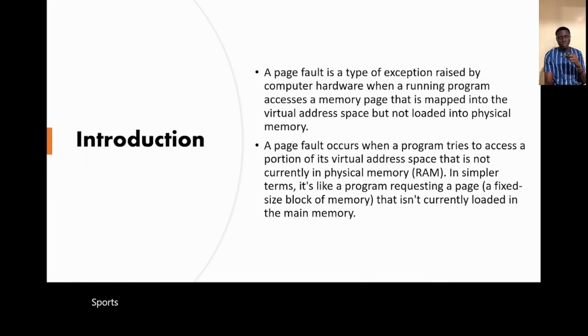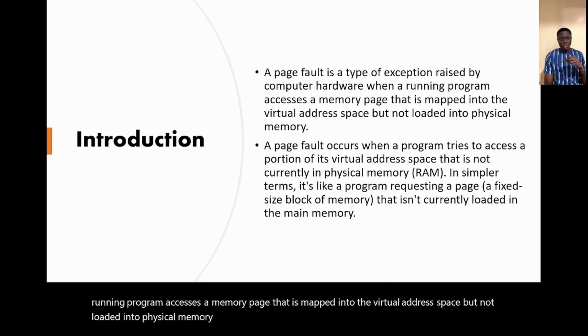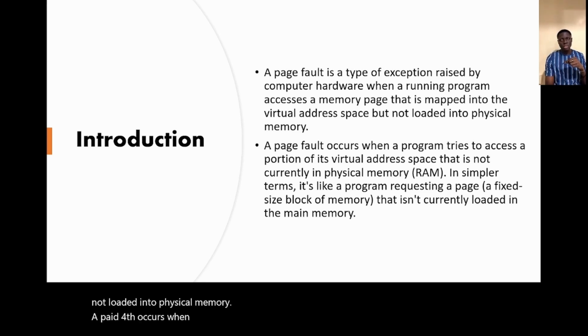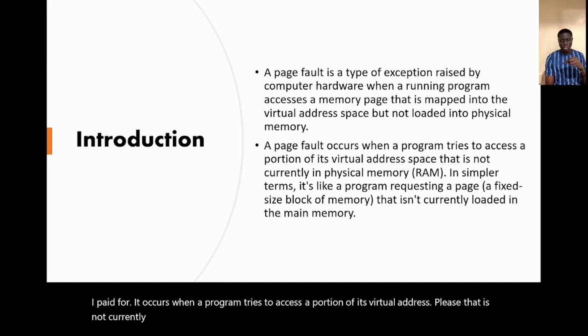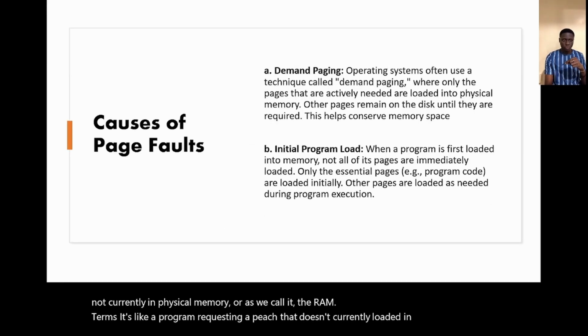So what are page faults? A page fault is a type of exception raised by computer hardware when a running program accesses a memory page that is mapped into the virtual address space but not loaded into physical memory. A page fault occurs when a program tries to access a portion of its virtual address space that is not currently in physical memory, or as we call it, the RAM. In simpler terms, it's like a program requesting a page that isn't currently loaded in the main memory.